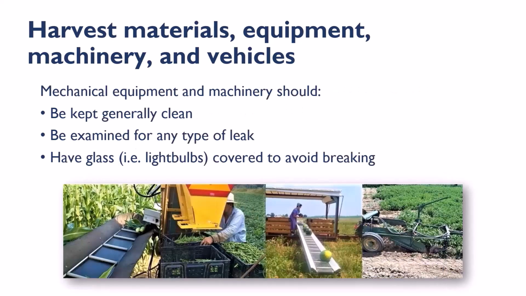In order to avoid cross-contamination from equipment and machinery, it is important that mechanical equipment and machinery be kept clean throughout harvest and examined for any types of leaks, including oil, fuel, or lubricant. Light bulbs and glass should be covered to avoid breaking. If equipment or machinery malfunctions or breaks and chemical contamination from hazards such as hydraulic fluid, oil, petroleum, lubricants, or other chemicals may have occurred, the situation should be assessed and corrective action should be implemented and documented.